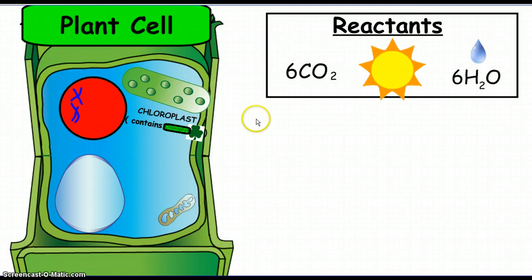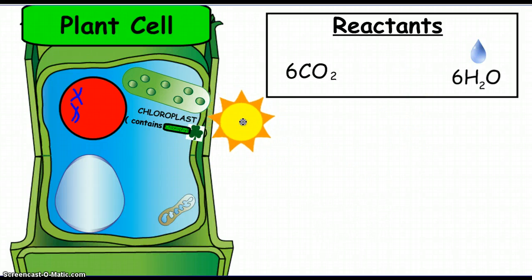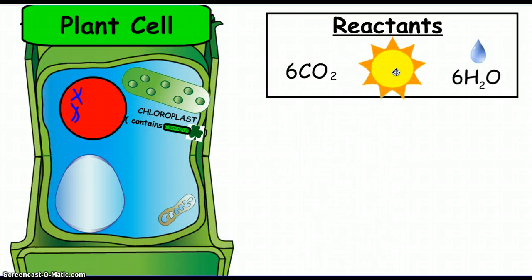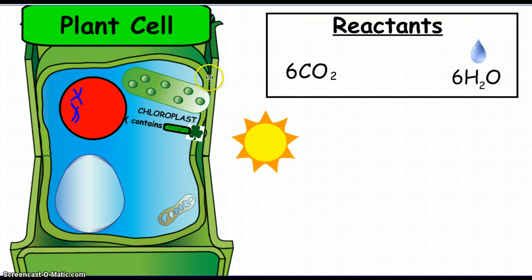Let's look first at the reactants. This word reactant means ingredient. What are the ingredients for photosynthesis to take place? The first reactant, of course, is sunlight. The reason that term has photo in it is because of the sunlight. This radiant energy is transferred to the plant, and the plant will turn this radiant energy into chemical energy.